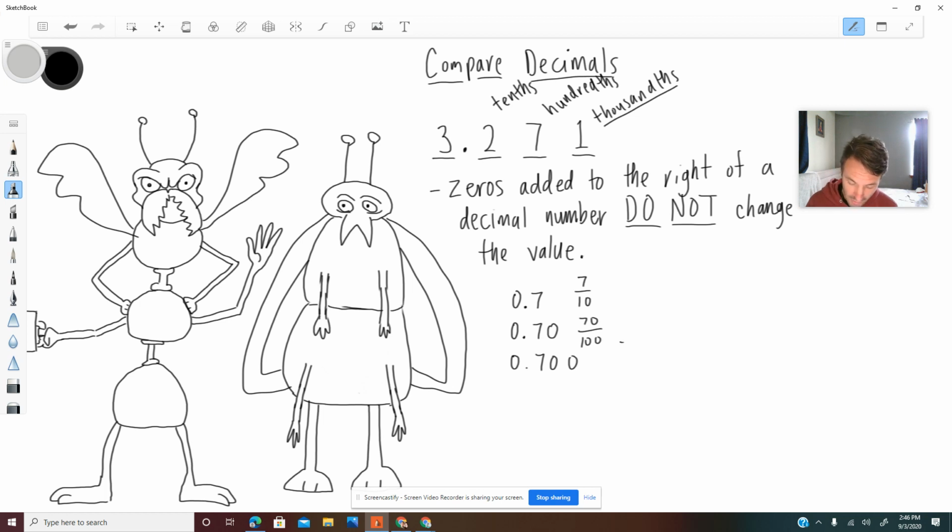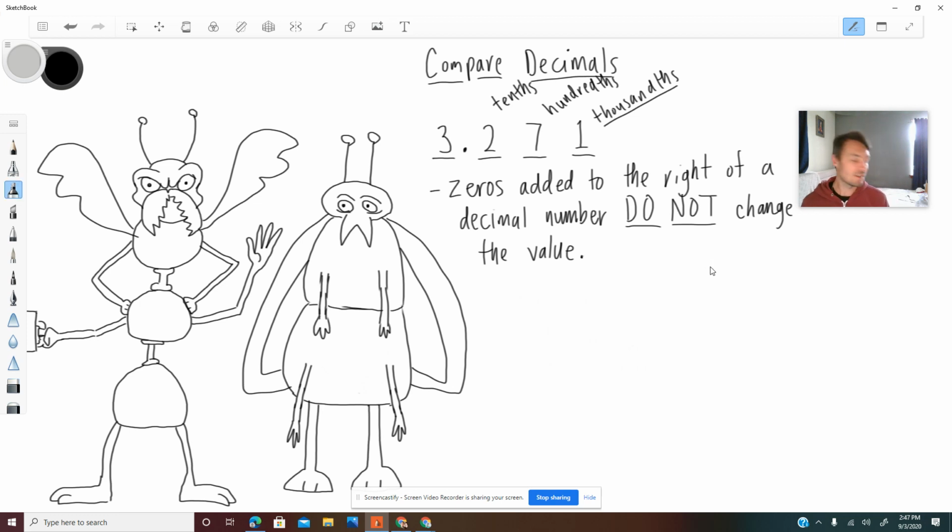You just have 70 slices that are way smaller because the pizza is cut up into 100 pieces. And the same thing, if you had 700 slices of a pizza cut up into 1,000 pieces, you don't have more pizza than if you just have 7 slices of the same size pizza cut up into 10 slices. The slices are just way smaller, so it takes 700 of them to equal 7 of a pizza cut into 10 slices. So when you add zeros, you're just chopping the pizza up into more slices, but you're not adding any value to the number. And if that doesn't make sense to you, don't worry about it yet. Just know that adding zeros to the right of a decimal does not change the value.